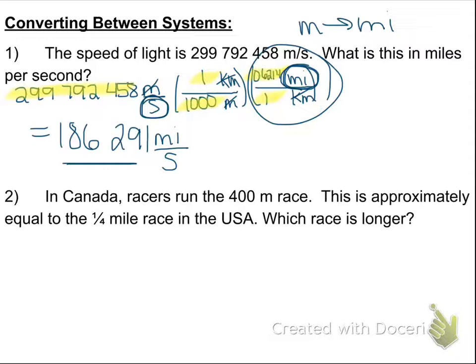Which race is longer? Well, we've got one measured in meters, one measured in miles. To be able to compare them, we basically need them to be in the same units. So I am partial to the metric system, so I'm going to take the quarter mile and change it into meters. So we have 1/4 of a mile.